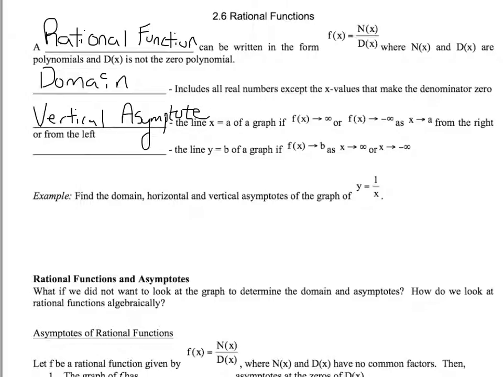The line y equals b is a horizontal asymptote of a graph as I approach infinity or negative infinity. Well, that's the same idea, except instead of being a vertical asymptote, it's a horizontal asymptote. So as I go left and right again, I will be approaching a horizontal line. When I approach a horizontal line, it's called a horizontal asymptote.